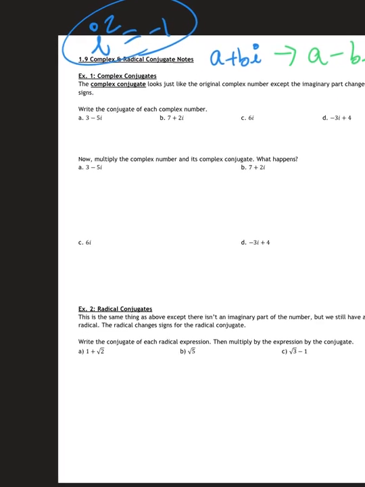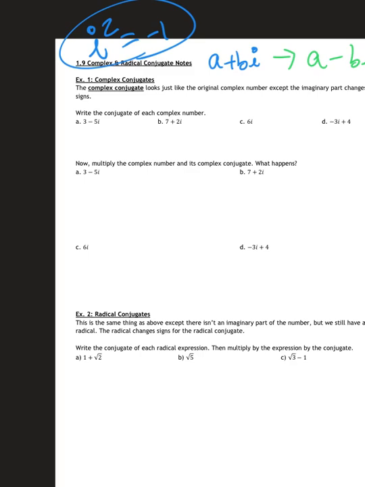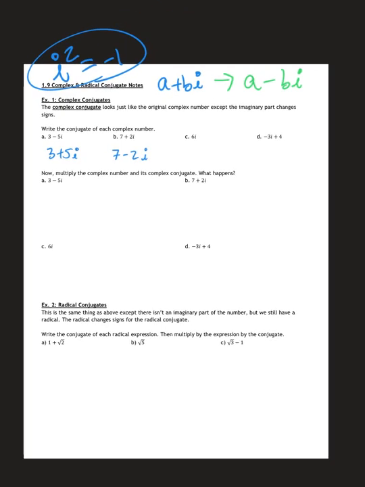All right, so if we're looking at these really quick, 3 minus 5i, the complex conjugate of that is going to be 3 plus 5i. 7 plus 2i, the complex conjugate is going to be 7 minus 2i. For C, the complex conjugate for 6i is -6i. There is no real spot, so it's okay. This one's written backwards. Don't let it fool you. You're going to have 4 plus 3i. If you want to rewrite that as 4 minus 3i, if you switch them, the complex conjugate is going to switch the imaginary spot.